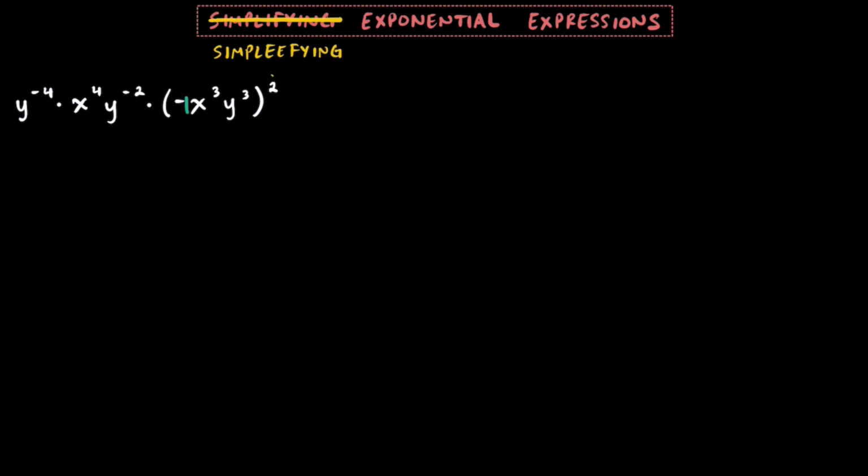And then we also want to notice that this 2 on the outside of this parentheses is going to be applied to really 3 bases here. It's going to be applied to this -1 that was invisible. That's also raised to the 1st power. And then this 2 is also going to be applied to this x to the 3rd power.